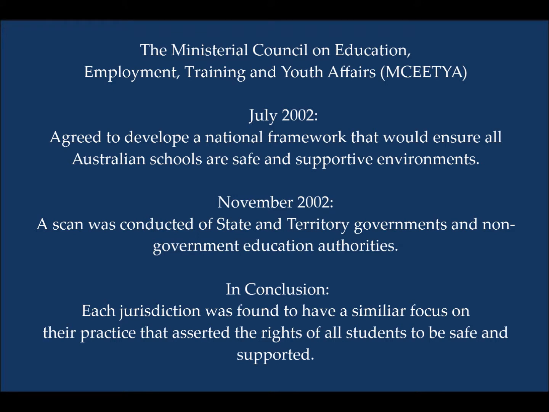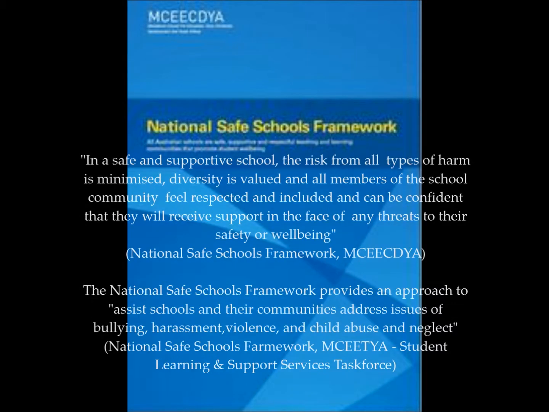So the Ministerial Council on Education, Employment, Training and Youth Affairs agreed to develop a national framework that would ensure all Australian schools are safe and supportive environments. The scheme was conducted of state and territory governments and non-government educational authorities. In conclusion, each jurisdiction was found to have a similar focus on their practice that asserted the rights of all students to be safe and supported. Which brings us to the National Safe Schools Framework.